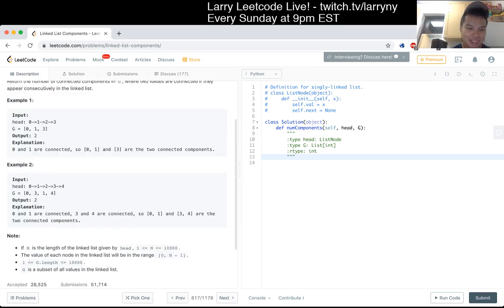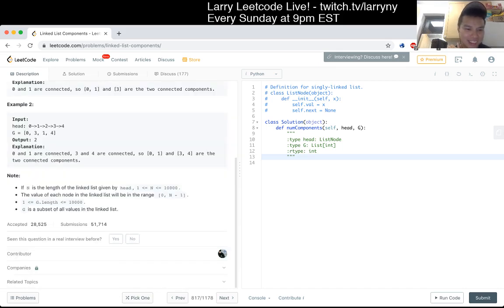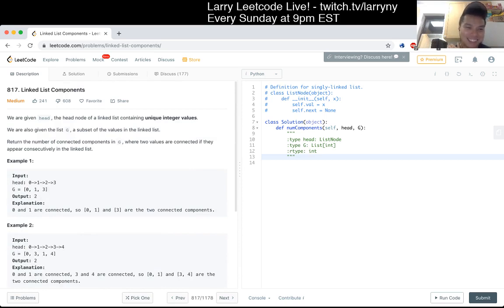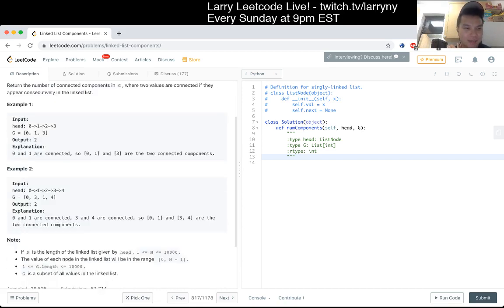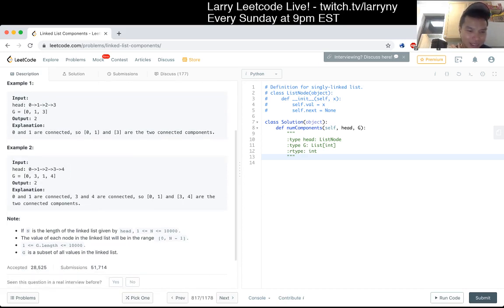Okay, this actually seems like a straightforward problem, maybe not. It's straightforward in the sense that they use all the keywords that you would Google anyway. Connected components is a thing that you can Google for. It's a graph term. If you don't know what that means, then it's going to be a rough time for you. But I don't know if there's anything tricky about this.